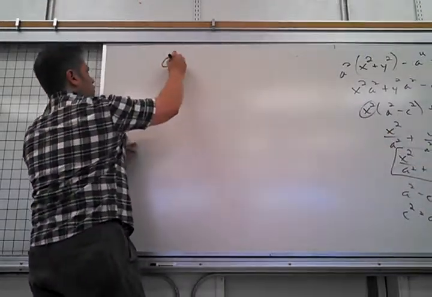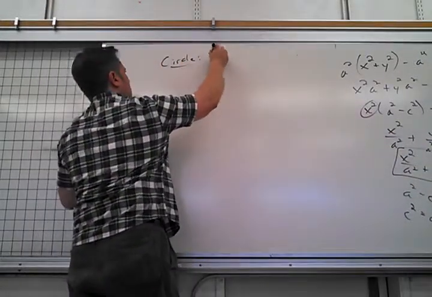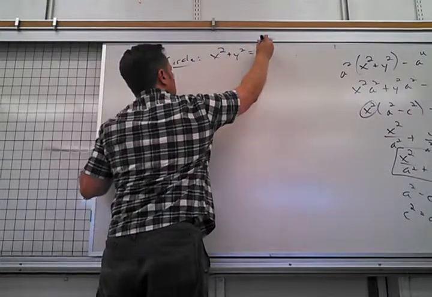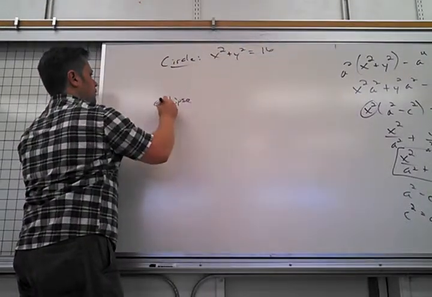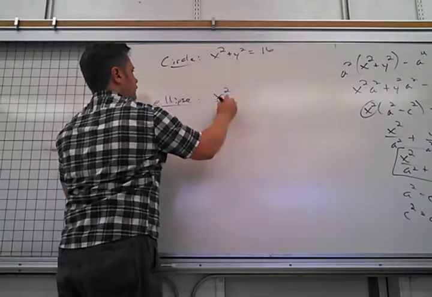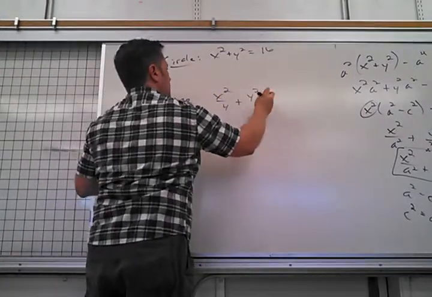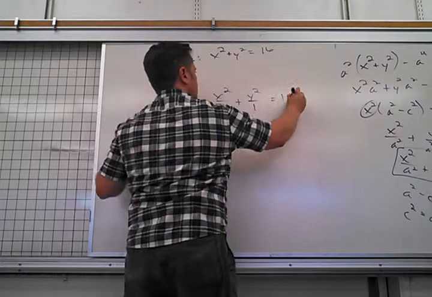So basically, a circle would be like x squared plus y squared equals 16. Whereas an ellipse would be x squared over 4 plus y squared over 1 equals 16.